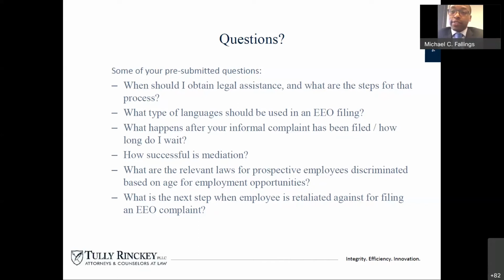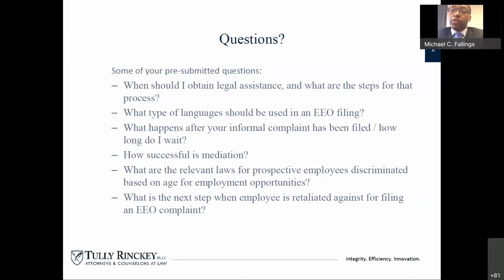How successful is mediation? Mediation can be successful if the employee and the employer are willing to discuss the claims and come to a resolution. Mediation has been successful for many employees. It of course differs depending on the type of complaint and what the employee wants and what the employer wants to provide. But mediation would certainly be productive to help resolve ongoing issues between employees and supervisors or management officials.